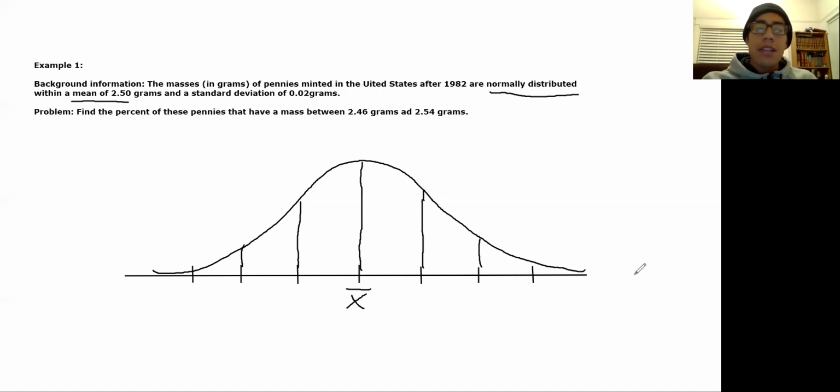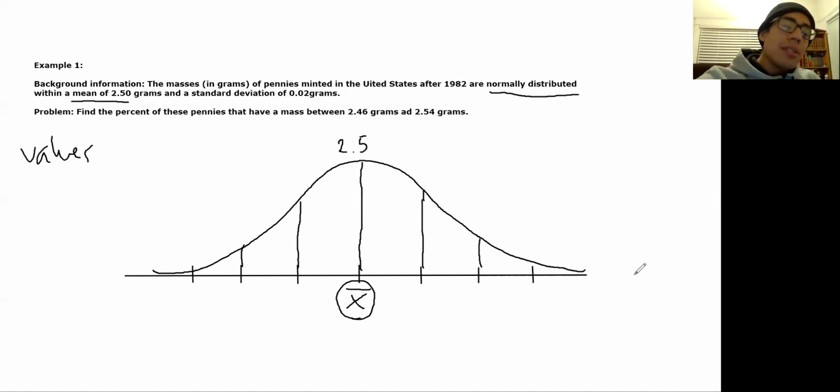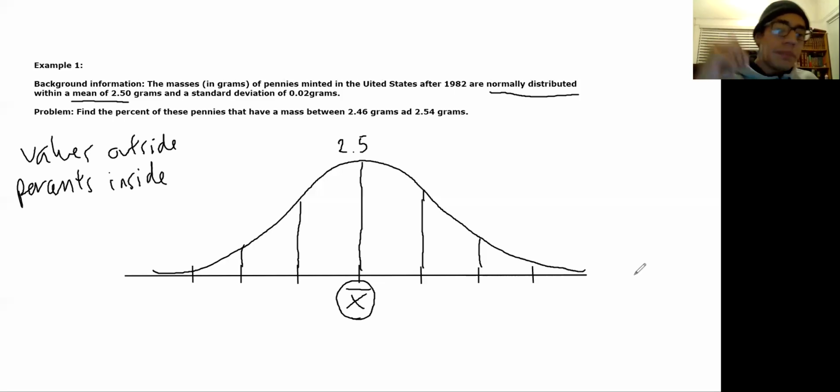right? So before I even finish anything, I know that this curve, you see how I kind of drew this curve and I kind of drew all the lines. I put the X in the middle. This mean right here is 2.5 grams. So I'm going to write 2.5 right above it because that's my value. Remember, my values go on the outside. My percents go on the inside, okay?